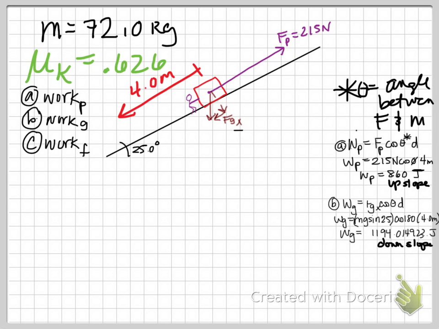Friction opposes motion. You have to look at the gravity and the pusher force before you know which way this thing is moving. Once you know which way it is moving, you can assign the frictional force. The frictional force is actually going to be upslope. Wait a second. Which is freaky and weird.